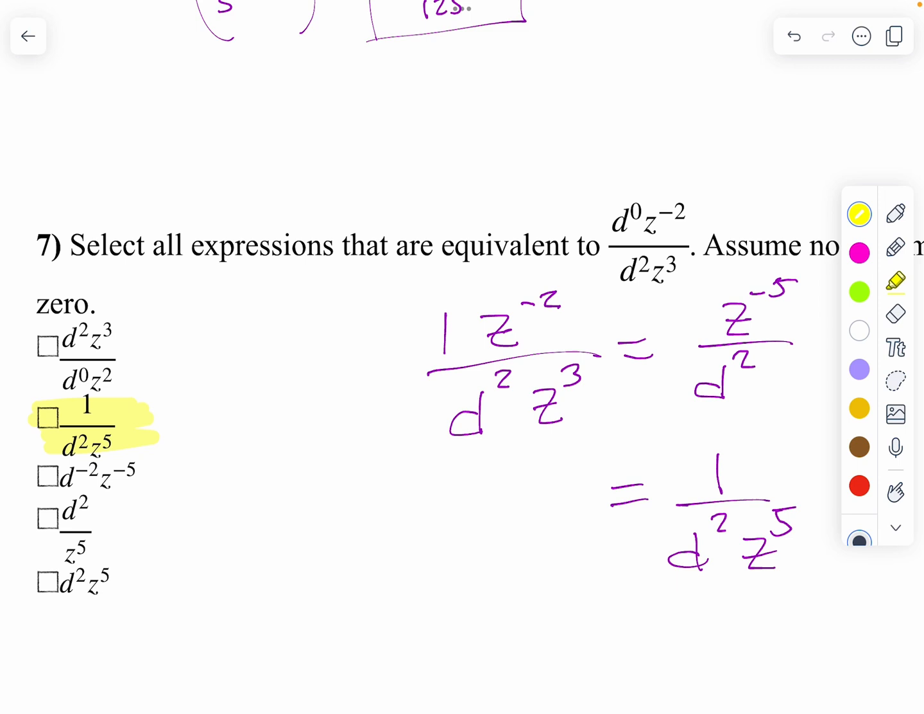And then my third one, if I move them both to the numerator, as such, I would get d to the -2, z to the -5 in my numerator. So that one would have been right. And on the fourth and fifth one, d squared will never be in the numerator.